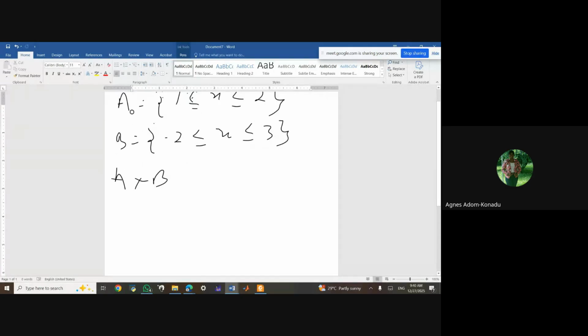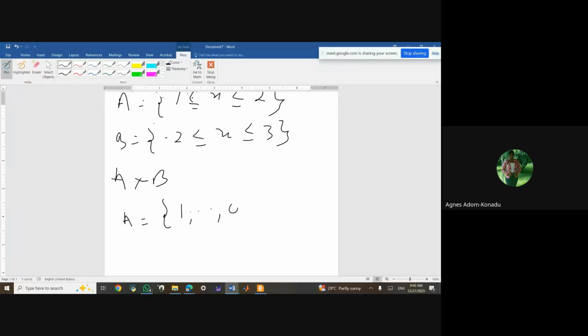When I open this set up, my A will be 1. Between 1, I can have 1.0000000000001, so many points. So I can write 1, and then I'll bring some dots. Then I'll write 2. I can even write 1.5. So I have 1, some dots before I get to 1.5. Then after 1.5, I have a lot of numbers here. Infinite.